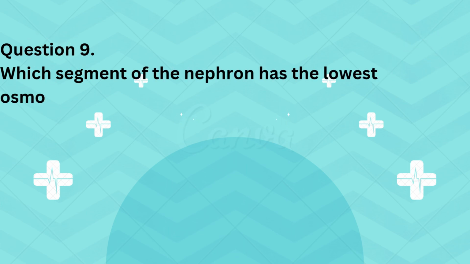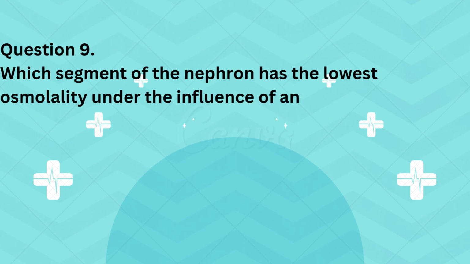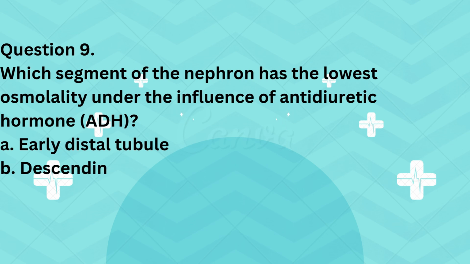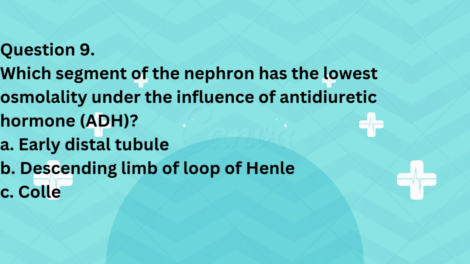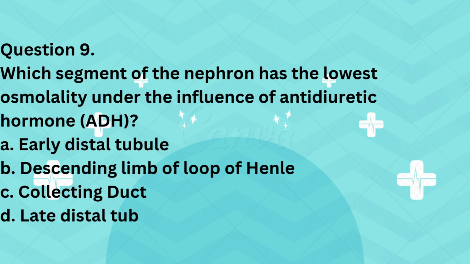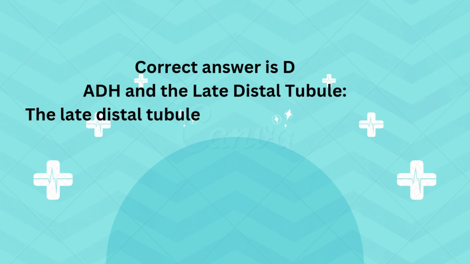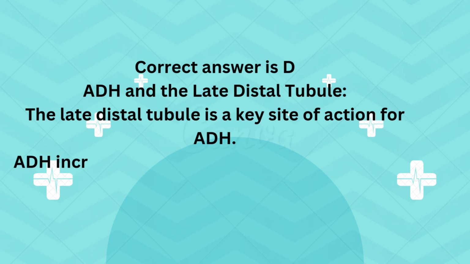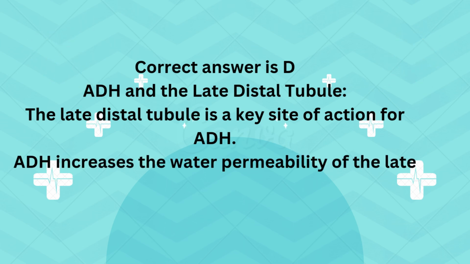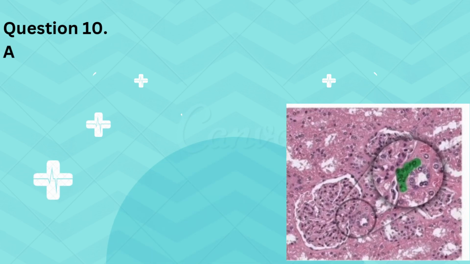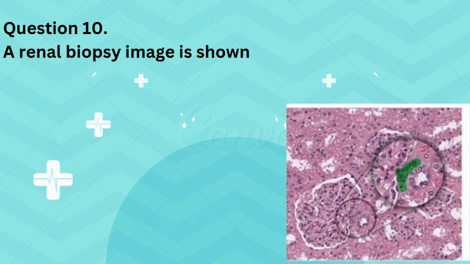Question 9. Which segment of the nephron has the lowest osmolality under the influence of antidiuretic hormone, ADH? A. Early distal tubule. B. Descending limb of loop of Henle. C. Collecting duct. D. Late distal tubule. Correct answer is D. ADH and the late distal tubule. The late distal tubule is a key site of action for ADH. ADH increases the water permeability of the late distal tubule, allowing for significant water reabsorption.